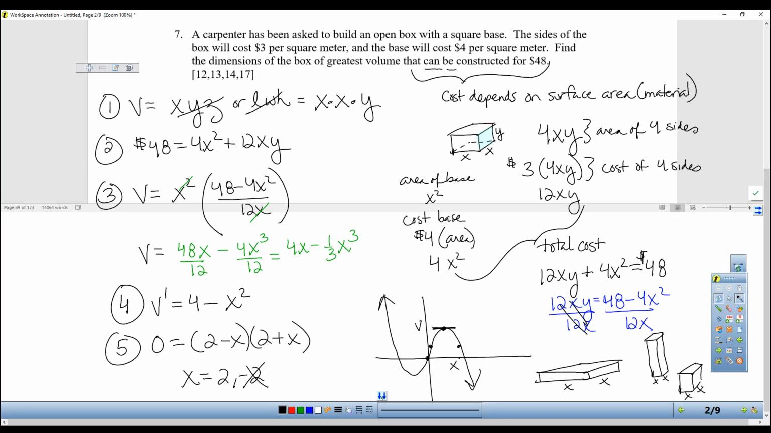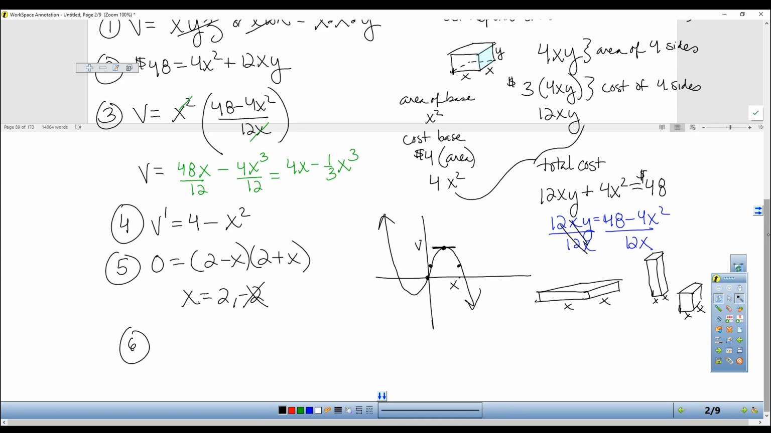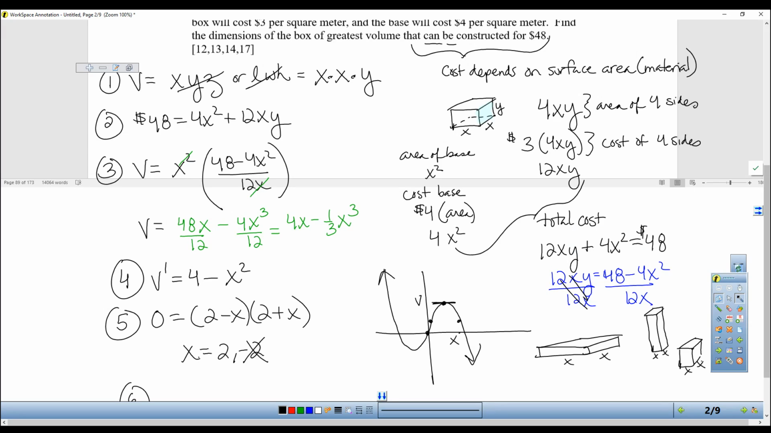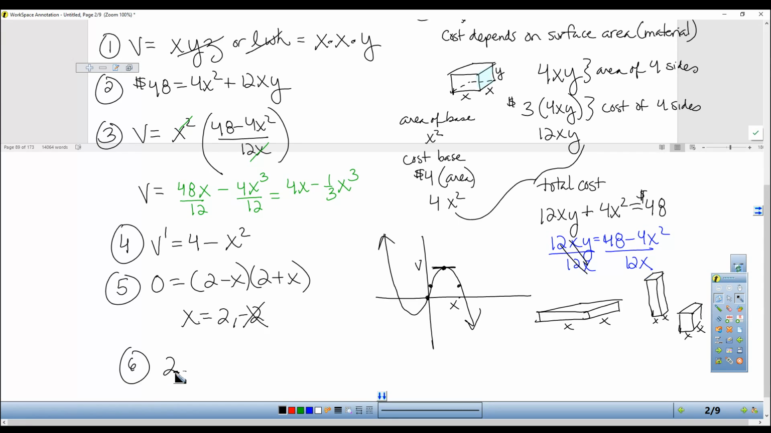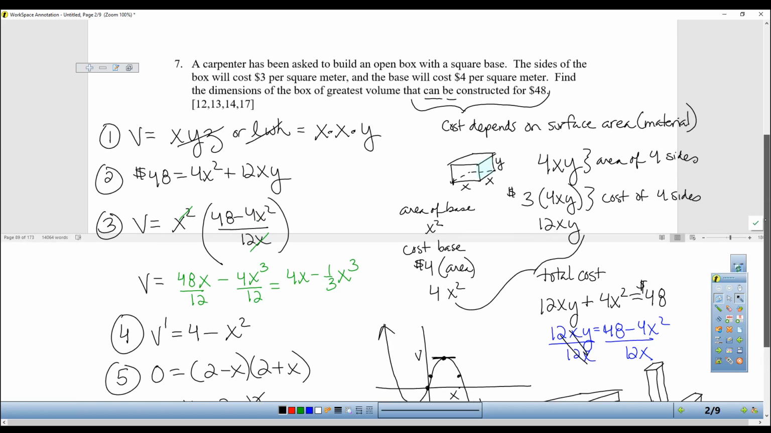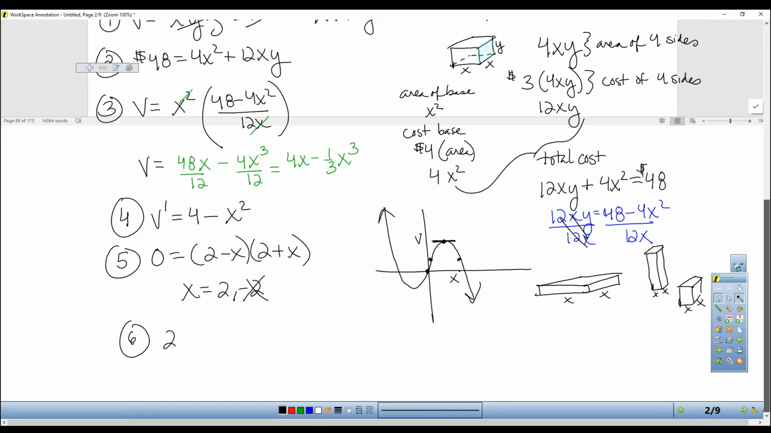Sorry, I'm going to run out of room a little bit. And so I need to just go back and reread the question. What do they want? Find the dimensions of the box with the greatest volume. So I know that my box is going to be 2, what are we doing? Meters. So my box is going to be 2 meters by 2 meters by, and now I need to figure out how high it is.